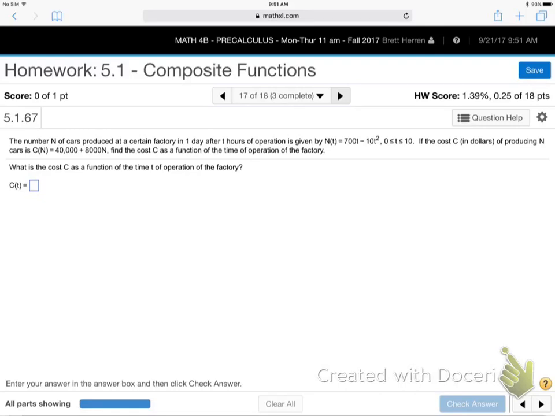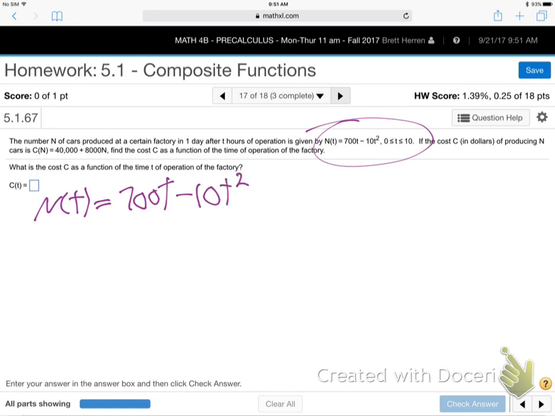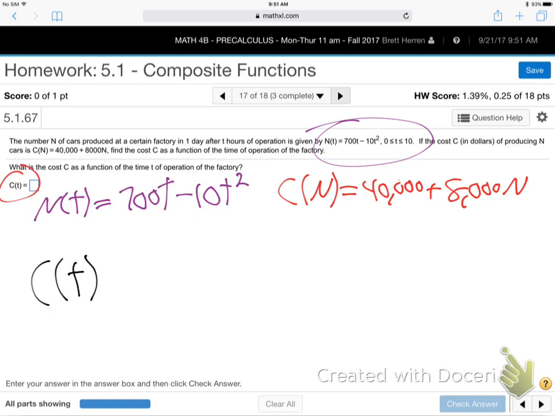They're not real word problems in the sense that you don't have to look close and be all careful. It's just, hey, here's an n of t function. So n of t is 700t minus 10t squared. And then they have this other function, c of n. C of n, that's how we say functions, right? C of n is 40,000 plus 8,000 n. Okay, so what do you want me to do? Well, they want C of t, notice. What they're asking for in the end is C of t.